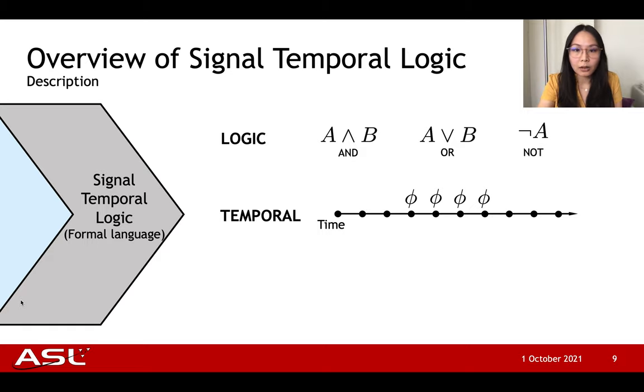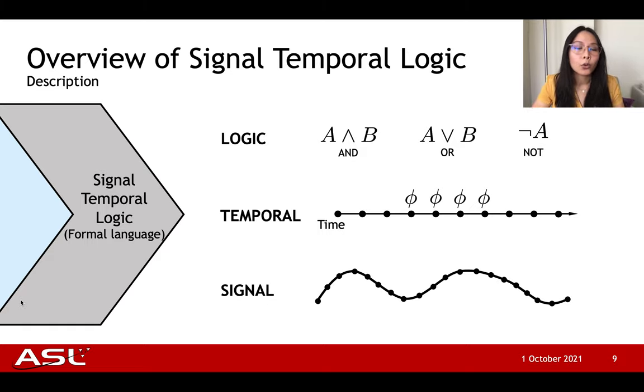And then the signal part of the term signal temporal logic means that we are reasoning about these logical and temporal operations over continuous real-valued time series, such as the trajectory of a robot as it moves through space and time. And so what I have described here is a very high-level description of the STL language. And so let's go into the details a little bit more.